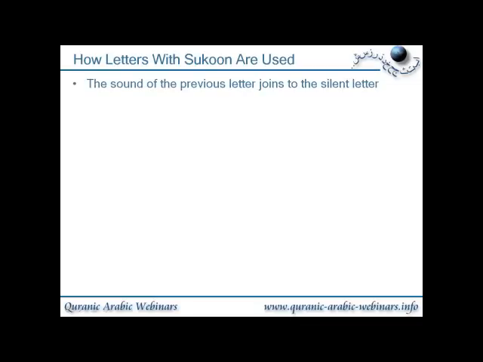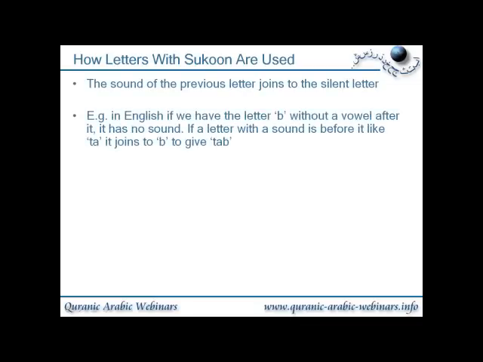How the letters with Sukoon are used. The sound of the previous letter joins to the silent letter. An example in English: if we have the letter B without a vowel after it, it has no sound. If a letter with a sound is before it, like ta, it joins to the B, i.e. the letter B, to give the word or the sound tab. So B in the word tab doesn't have its own vowel after it, but it joins to the ta sound before it. The same applies to Arabic.